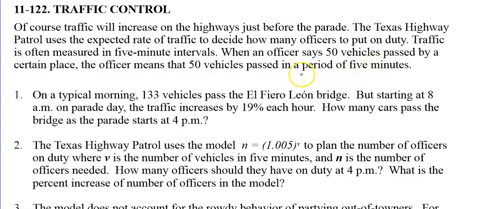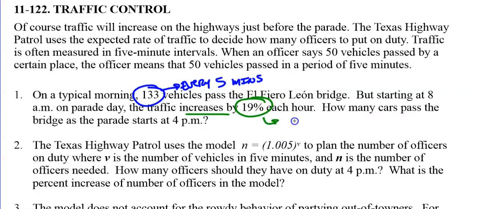Okay. So on a typical morning, 133 vehicles pass the El Fierro Leon Bridge. Well, that's pretty much 133 vehicles on a regular morning, non-parade day, 133 vehicles every 5 minutes, which is kind of a lot. That is a lot. But starting at 8 a.m. on parade day, the traffic increases by 19% each hour. So we have an increase of 19% each hour.